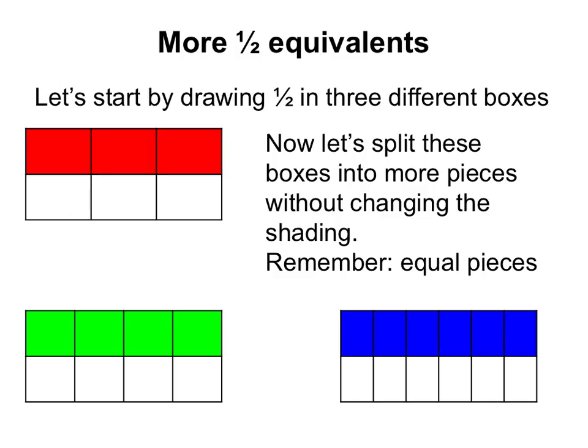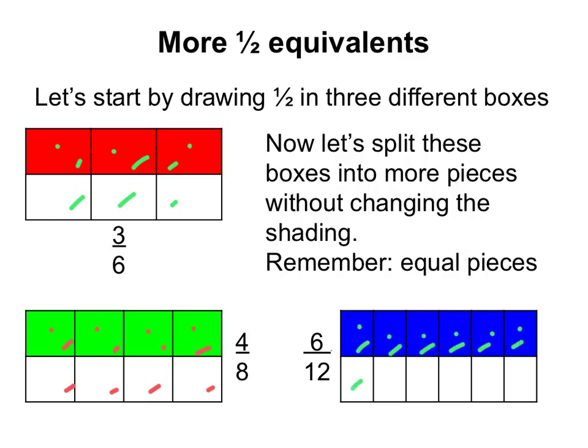So if you notice in the red, I put 2 lines, breaking it into equal parts. In the green one, I put in 3 lines, and then in the blue one, I put in 5 lines. And again, equal size pieces in each box, and I didn't change the amount of shading. So how would we describe what these are? Well, we're counting. The red one is going to be 3/6. So I have 1, 2, 3 pieces that are shaded. I have 1, 2, 3, 4, 5, 6 in the whole. If I look at the green, I have 1, 2, 3, 4 that are shaded. 1, 2, 3, 4, 5, 6, 7, 8 in the whole. So there's my 4/8. And then if I switch over to my blue one, I have 1, 2, 3, 4, 5, 6 that are shaded. 1 through 12 in the whole. So that represents 6/12.